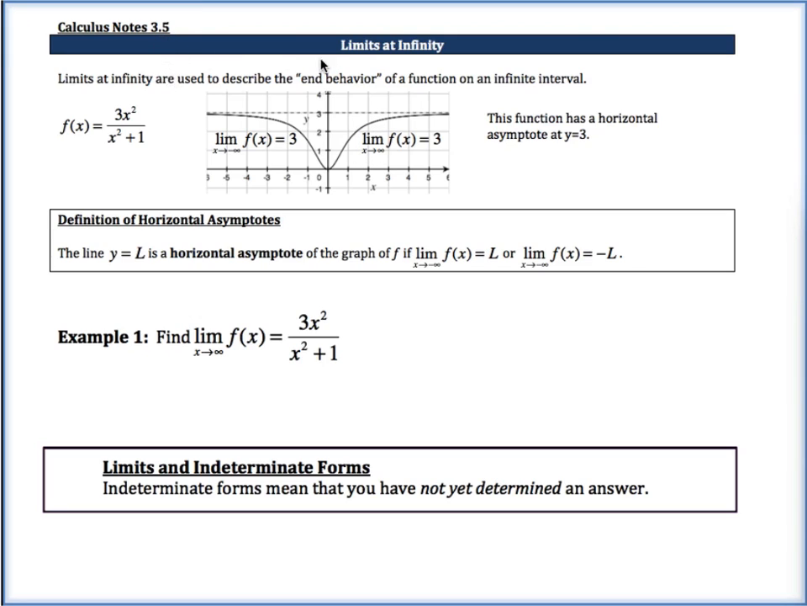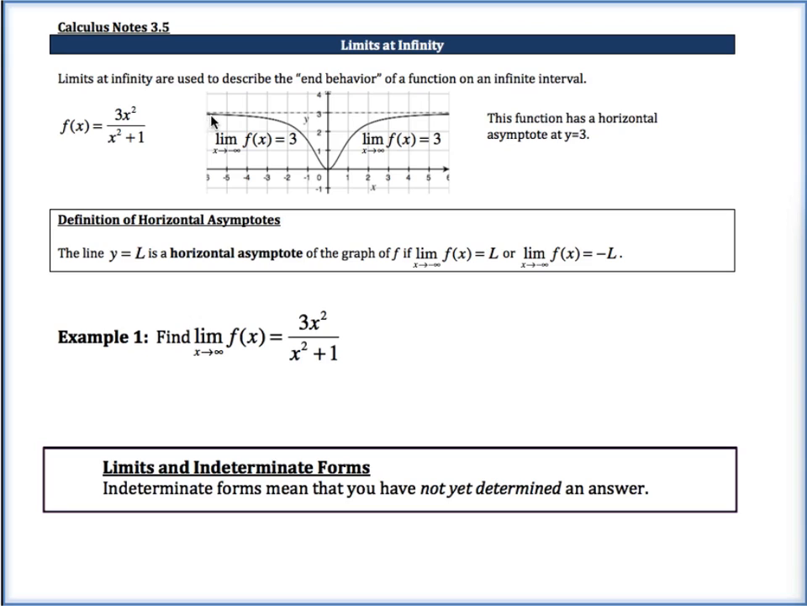Today we're going to be talking about limits at infinity. So we take a break from our derivative stuff here and we're really focusing on helping us to graph any type of function. And the limits at infinity are used to describe the end behavior of a function on an infinite interval. So let's take a look at the graph 3x squared over x squared plus 1.